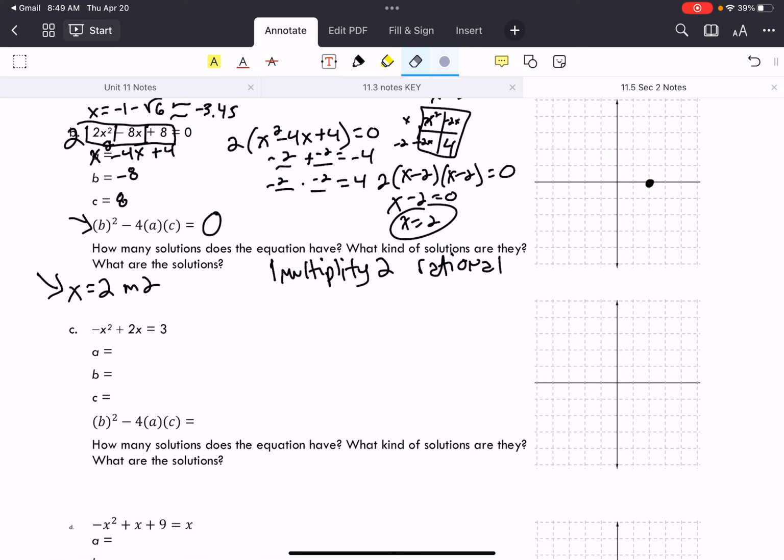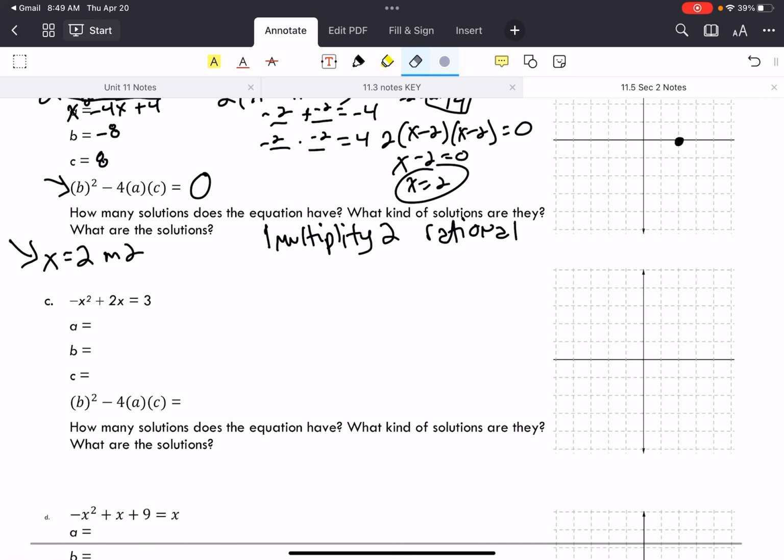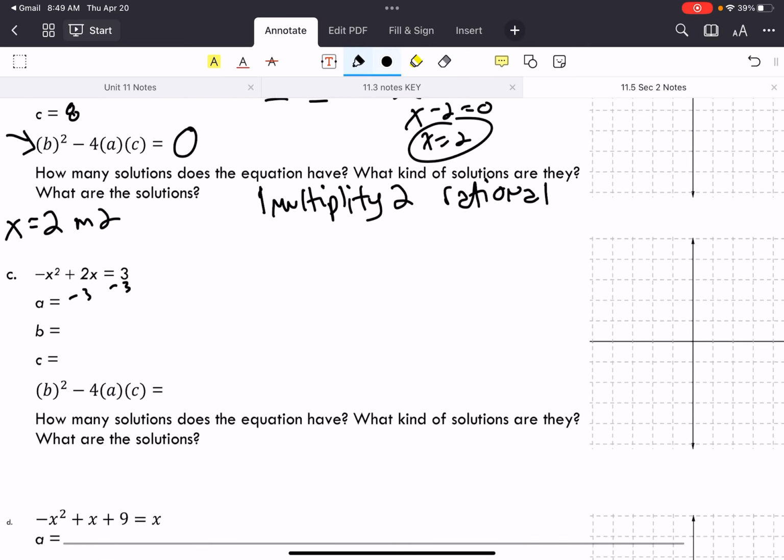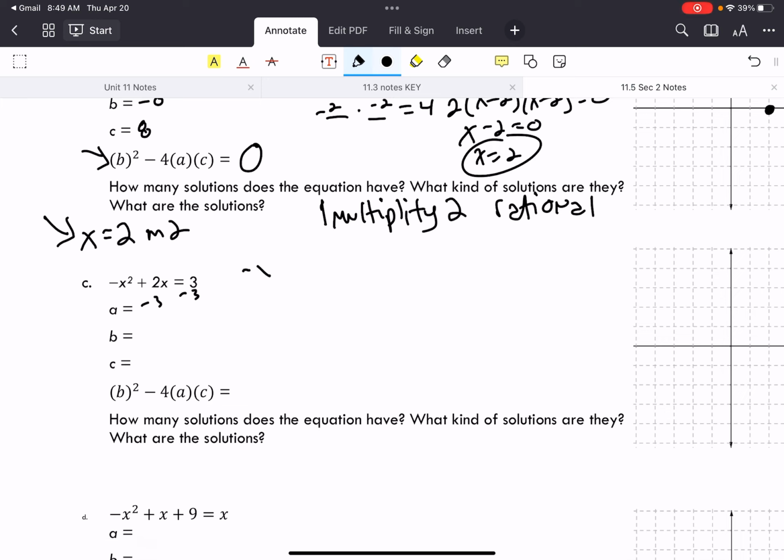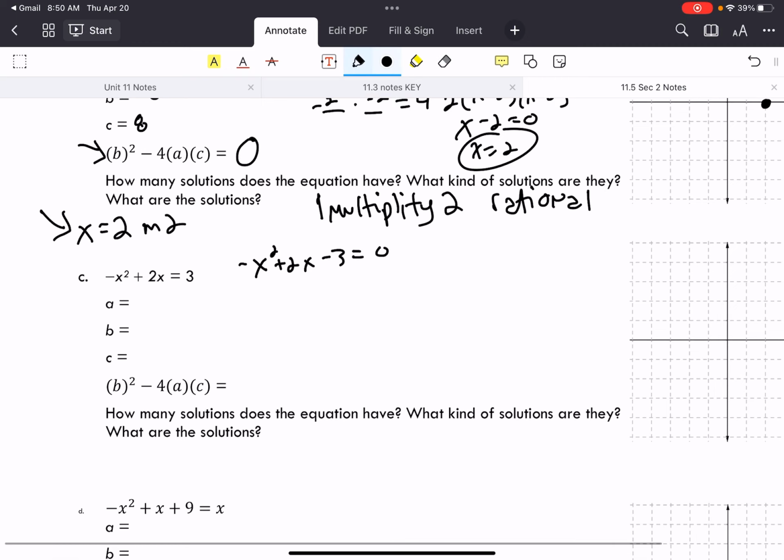That's where I want it to be. That's why I pointed there. Okay, so minus the 3 over. Oh, geez, what is happening? Negative x squared plus 2x minus 3 equals 0. Okay, so then my A is negative 1, my B is 2, and my C is negative 3.